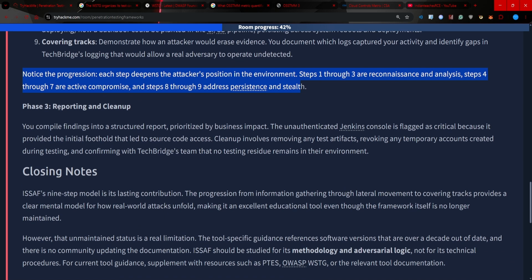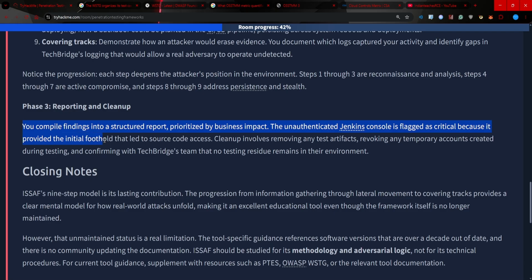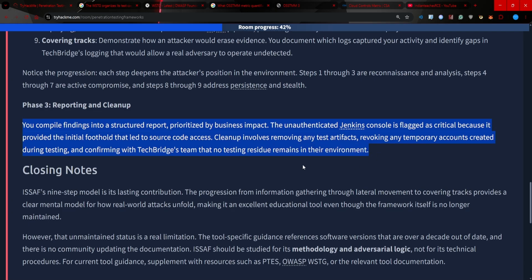Reporting and cleanup. You compile findings into a structured report prioritized by business impact. The unauthenticated Jenkins console is flagged as critical because it provided the initial foothold that led to source code access. Cleanup will involve removing any test artifacts, revoking any temporary accounts created during testing, and confirming with the TechBridge team that no testing residue remains in their environment.